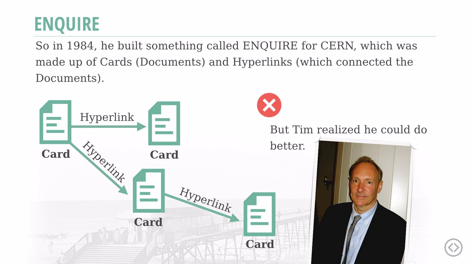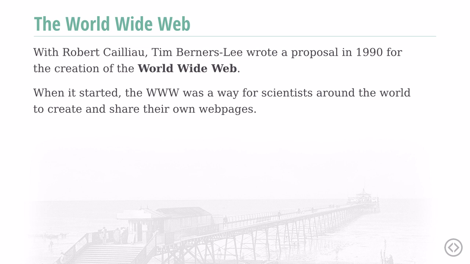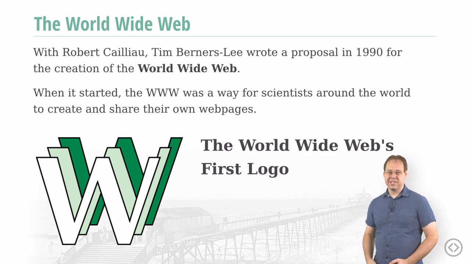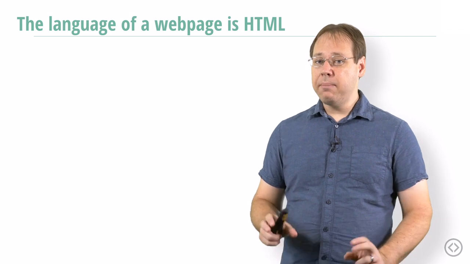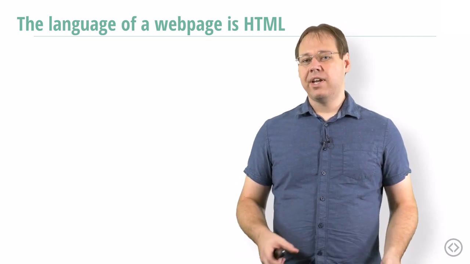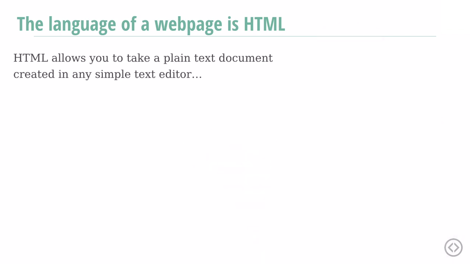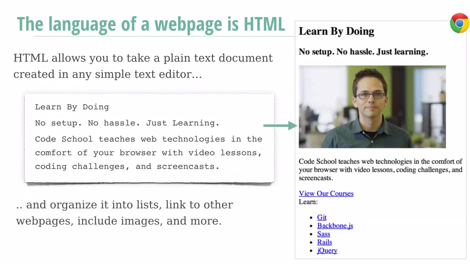So he had an idea that he could take this system and make it available to the entire world. So with Robert Cailliau, he wrote a proposal in 1990 for the creation of what became the World Wide Web. This is actually the World Wide Web's first logo. It's come a long way since then. Like Inquire, the web links together documents called web pages with hyperlinks. And the language of building a web page is called HTML. HTML allows you to take a plain text document written in any simple text editor and organize it into lists, link to other web pages, include images, and more.